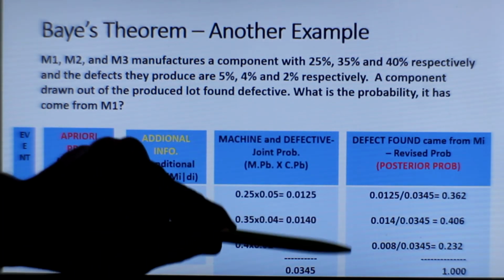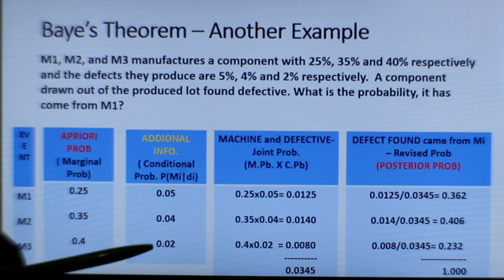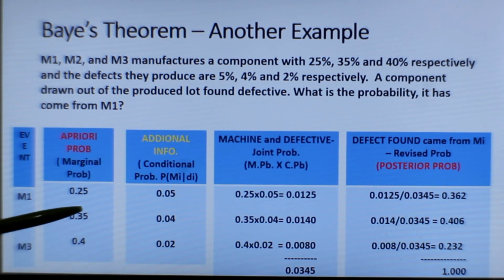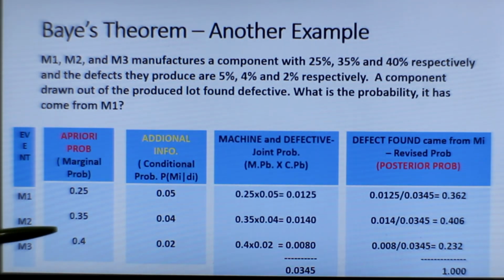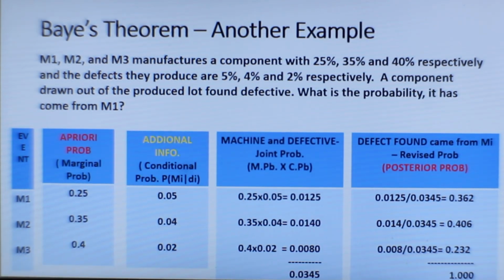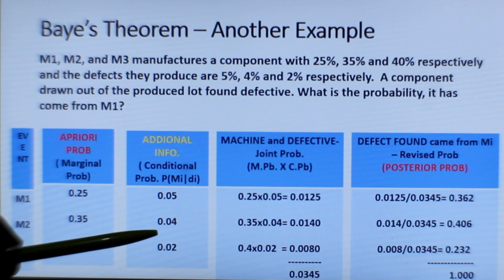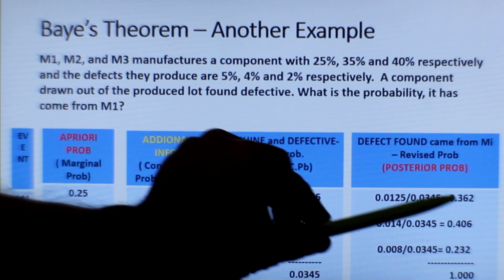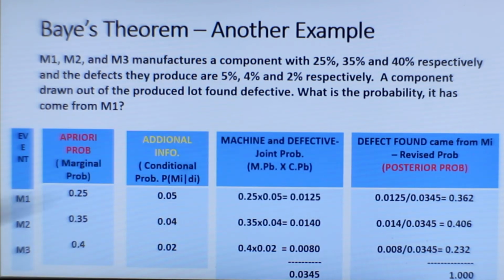Like that you can find it for the other machines. So what it means to say is that with the additional information, the probability has increased from 0.25 to 0.362. So much so in case of machine 2, it has increased from 0.35 to 0.406. Clearly we can understand that the marginal probabilities, having got additional information about the defects, have improved the probability assessment. That is the posterior probability.